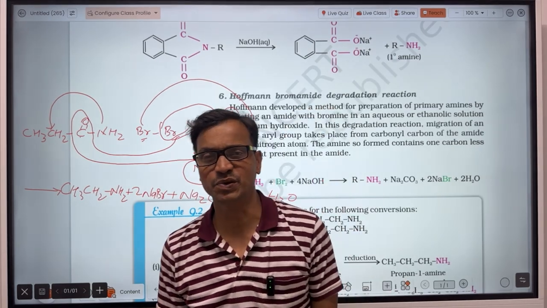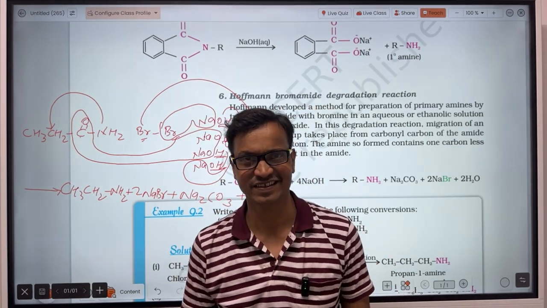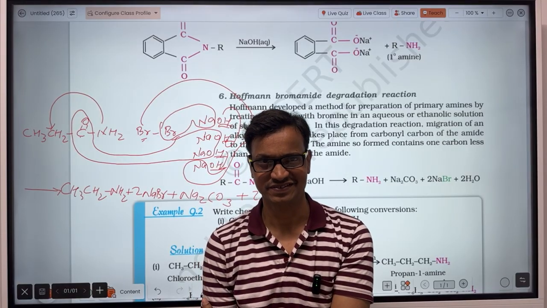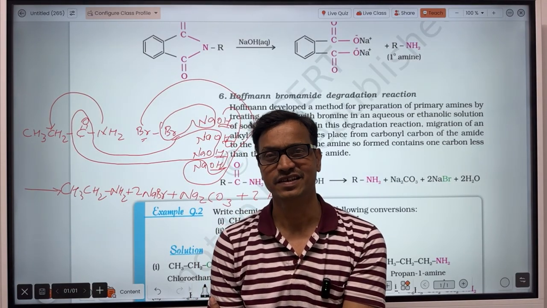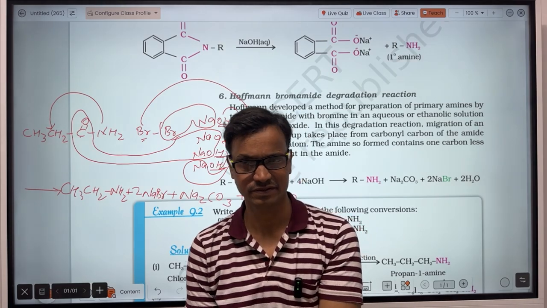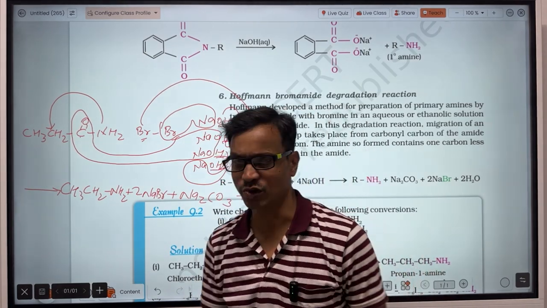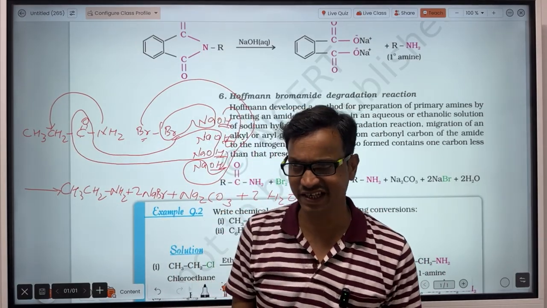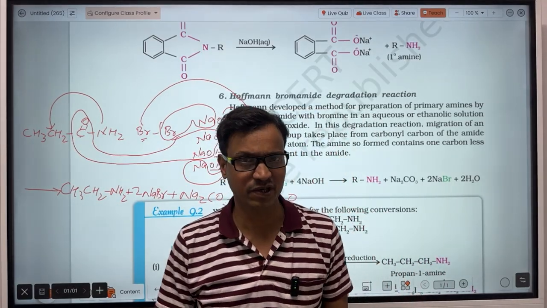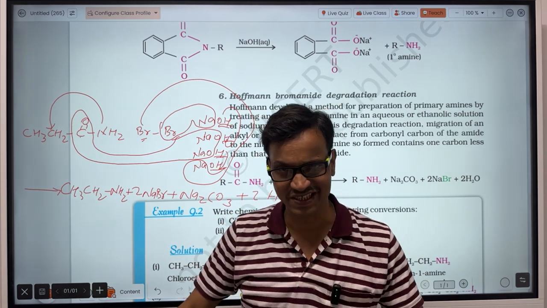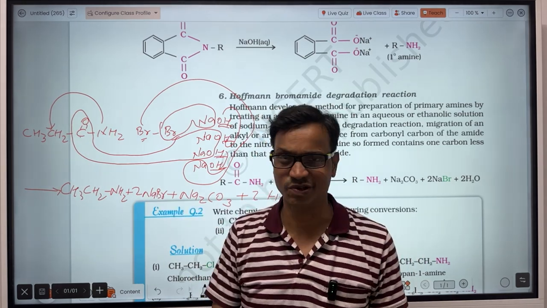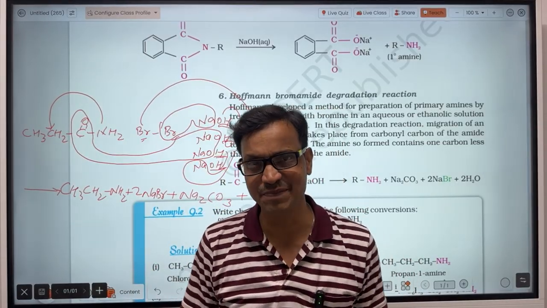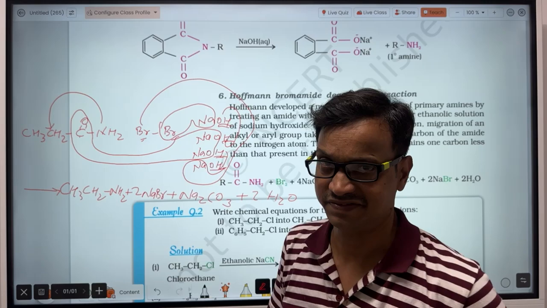Initially the compound contains 3 carbon, and in the product the compound is containing 2 carbon. So during this reaction there is loss of 1 carbon, as in the reactant the number of carbon atom is 3, and in the product the number of carbon atom is 2. So that's why this reaction is called degradation reaction, and this reaction is a type of decarbonation.